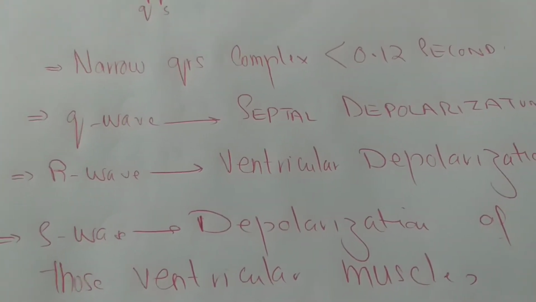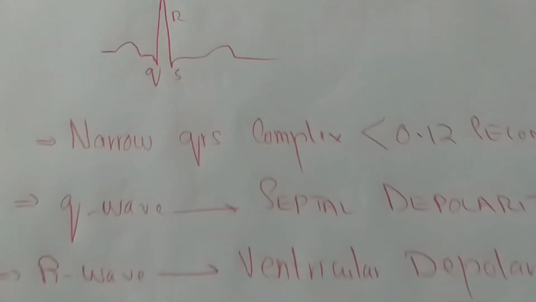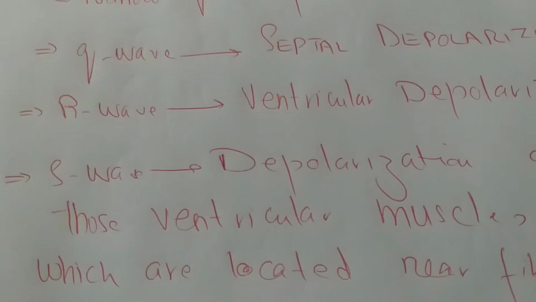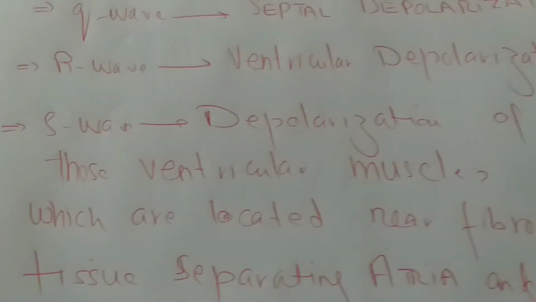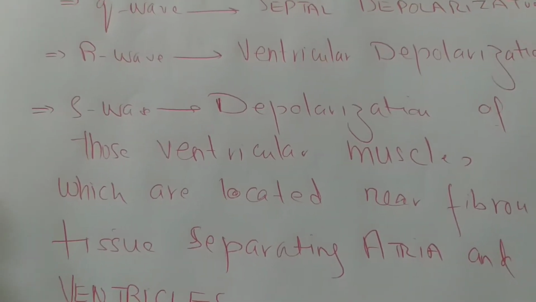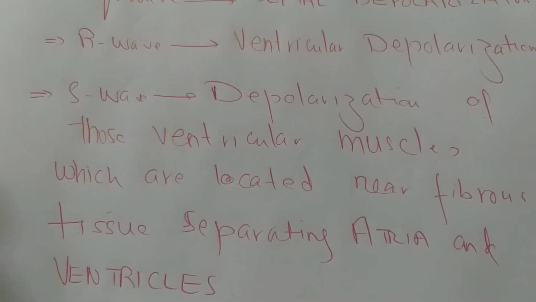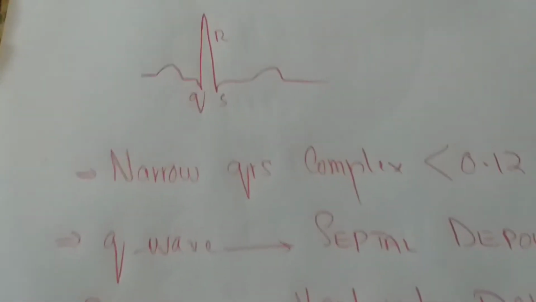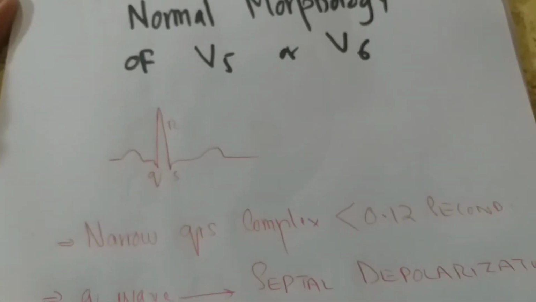We have R wave because of the major ventricular muscle depolarization, which is moving towards V5 and V6. So it generates a very tall positive deflection of R wave. Then we have S wave, which is a negative deflection. Why do we have S wave? Because those ventricular muscles which are located near an area of the fibrous tissue which separates both the atria and the ventricles. So when there is depolarization of those muscles which are located away from the lead V5 and V6, the V5 and V6 leads see their wave of depolarization sort of going away from them, and it generates a very small negative deflection which we call lead S. So this is a normal morphology of lead V5 and V6.